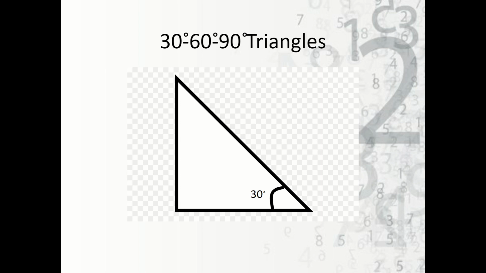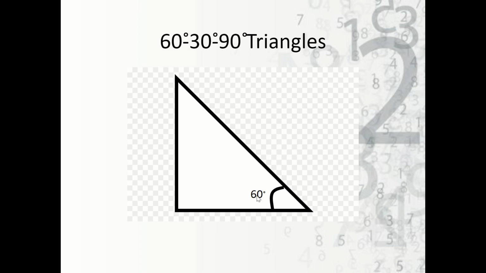Now 30-60-90 degree triangles. So if this angle is 30, and obviously this angle is 90, that means that this angle here has to be 60 degrees. And the rule is that the side opposite of the 30-degree angle should be 1. The side opposite of the 60-degree angle should be square root of 3. And the side opposite of the 90-degree angle should be 2. So for a 30-60-90 degree triangle, we should have 1, square root of 3, and 2.